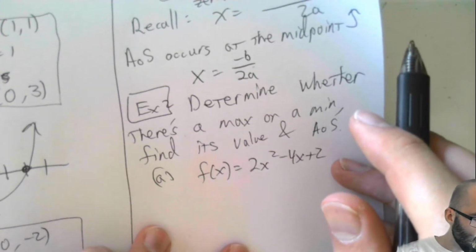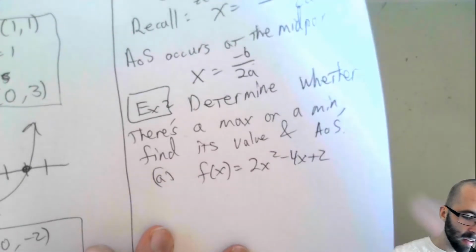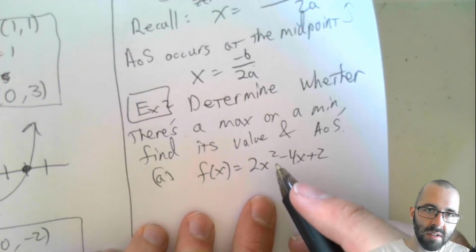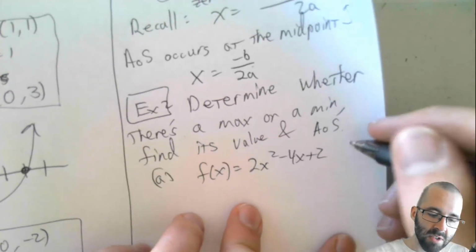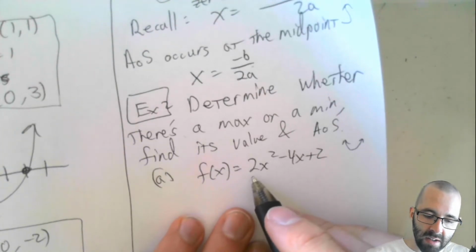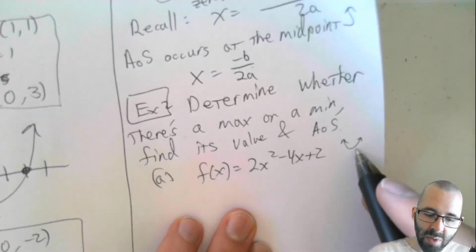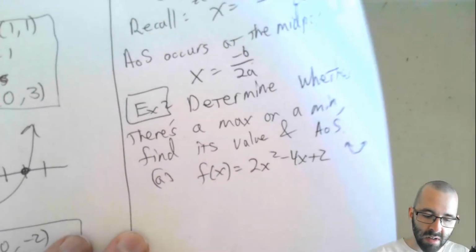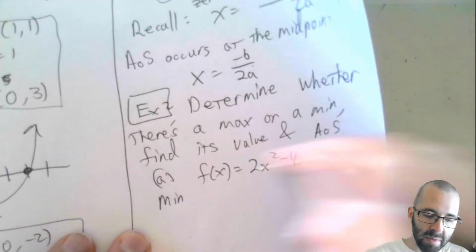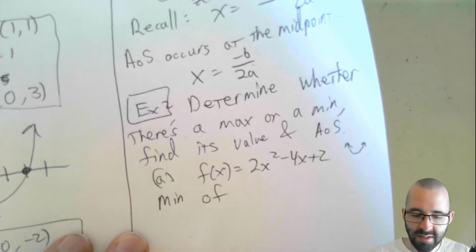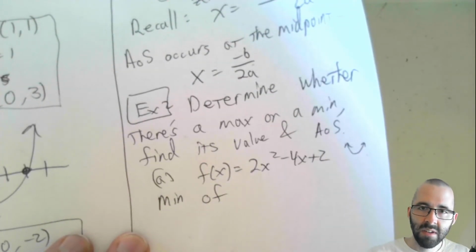To find the maximum or the minimum, we're going to look at what shape this parabola has. This parabola goes up. It has a positive coefficient of x squared. So that already tells us that there's going to be a minimum, not a maximum. This is going to be a minimum of, I don't know what the minimum is. Let's leave that blank for now.